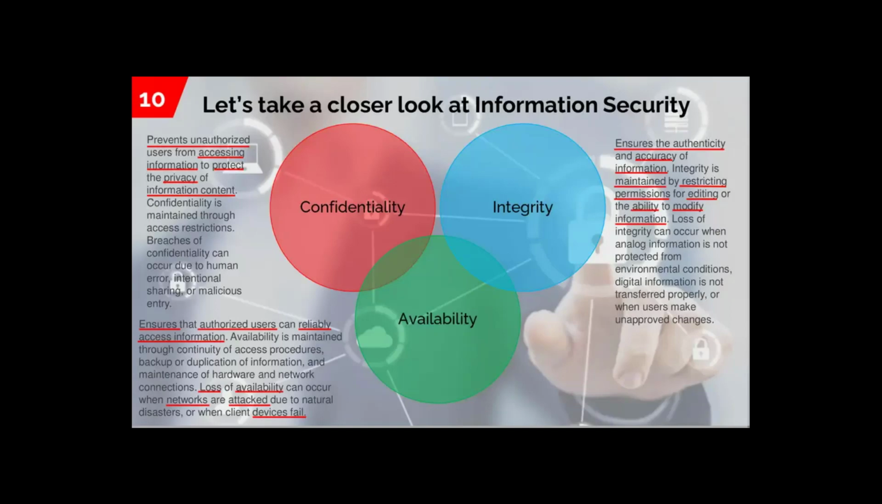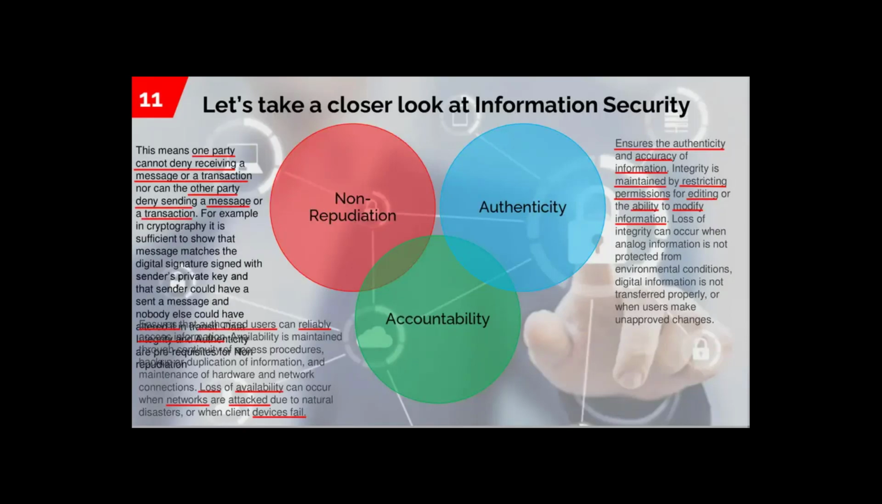So let's take a look at information security. Now there's a lot of different components. For example, there's confidentiality. And also within information security, we have things like non-repudiation, meaning a party can't deny having received a message or a transaction that another party sent them.